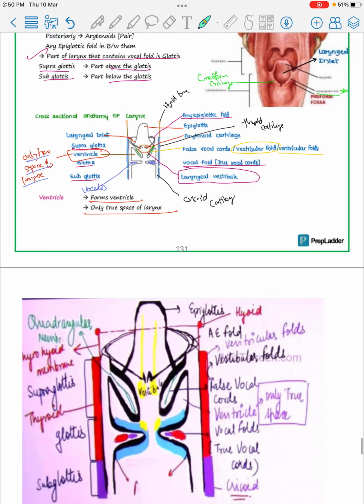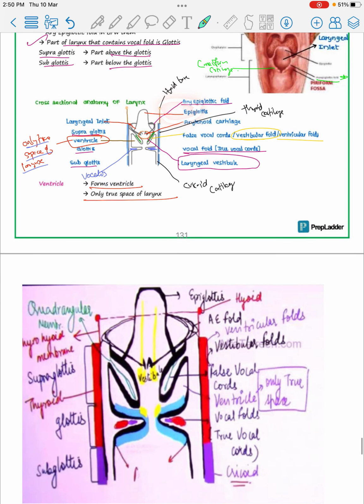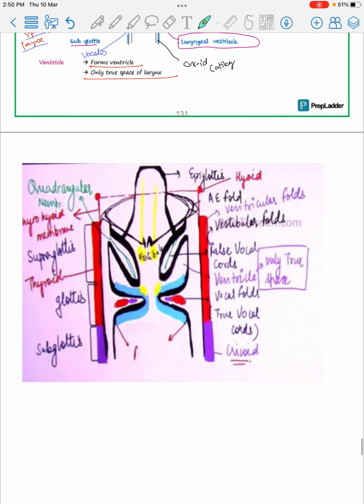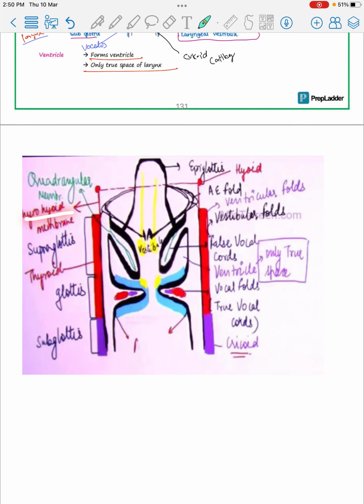Then this is the epiglottis, this is the laryngeal inlet, this is the cornicate and cuneiform cartilage joining, and this is the epiglottic fold. Okay, you can see everything clearly. This is the hyoid, this is the thyroid membrane, this is the thyroid cartilage, then three parts: glottis, supraglottis and subglottis. You can see the vocal fold, ventricle, false vocal cord, cricoid down here, then epiglottic fold, everything the same.